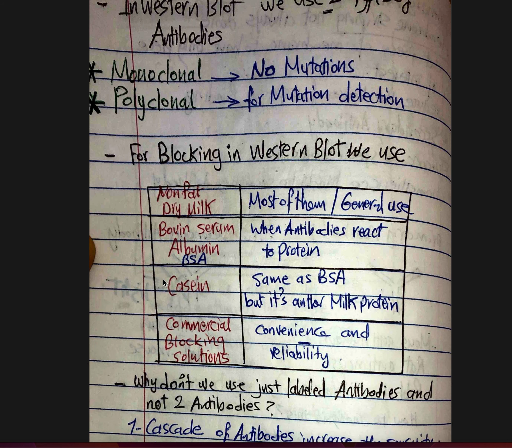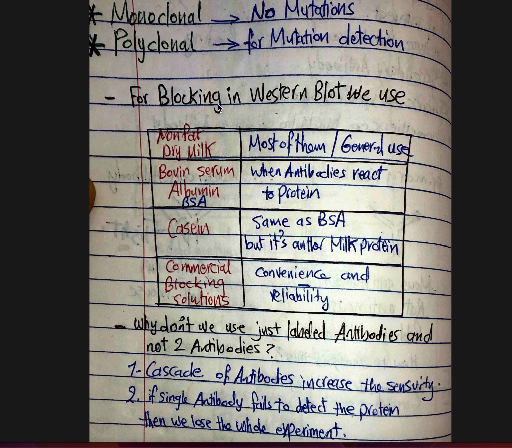And then I talked about the blocking in the Western blot. Actually, in the blocking, we use non-fat dry milk, and we also use bovine serum albumin, casein, and commercial blocking solution. So we use many types of blocking agents, but just try to remember non-fat or fat-free milk and bovine serum albumin, and you can say casein or a synthetic commercial blocking solution.